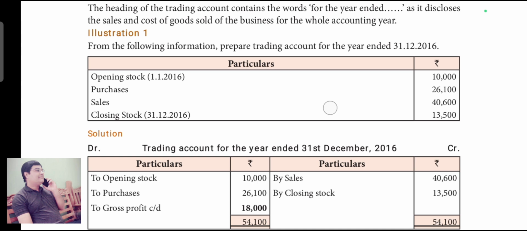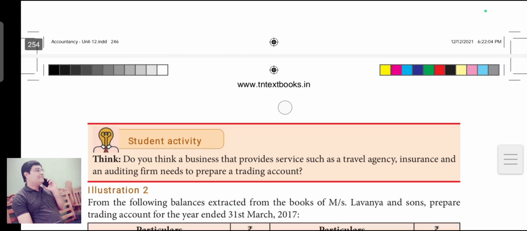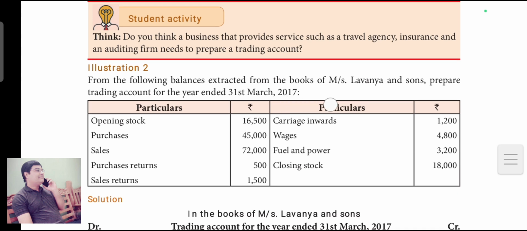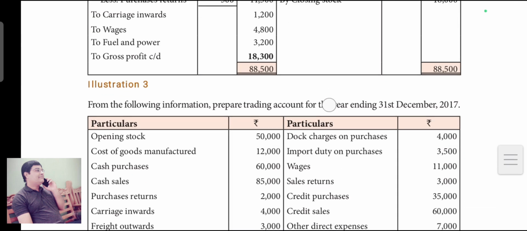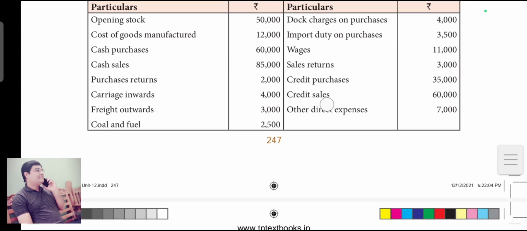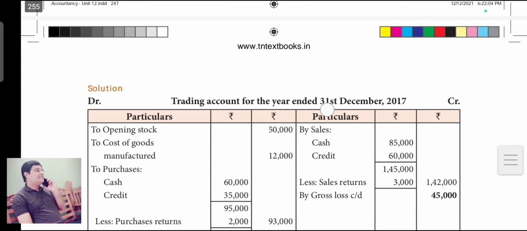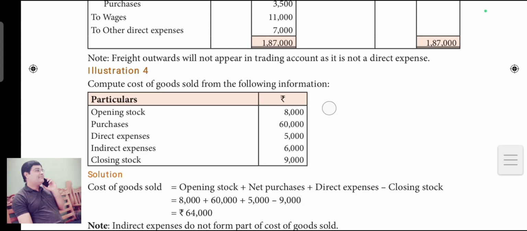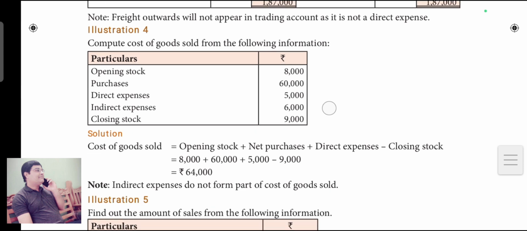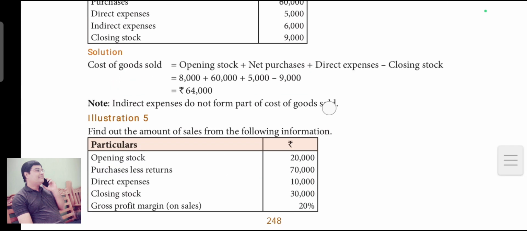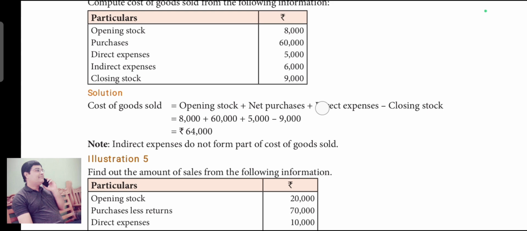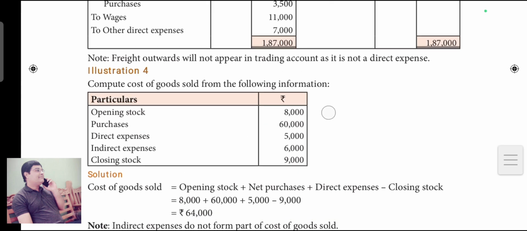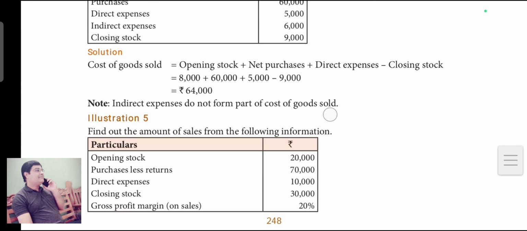In the final account, illustration 1, illustration 2, illustration 3 is an important question. Illustration 4 and illustration 5 will come in 3 marks compulsory question. Out of illustration 4 and 5, one definitely come.